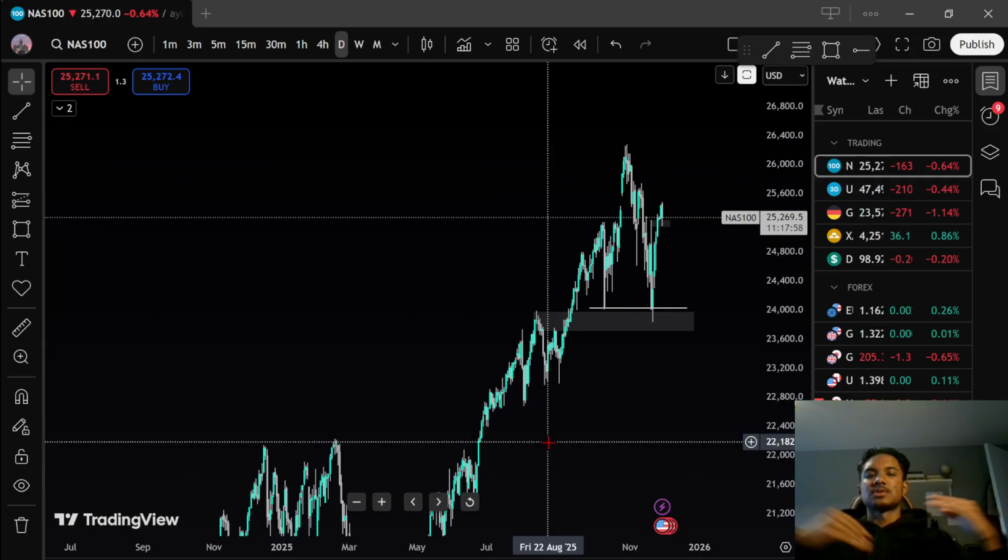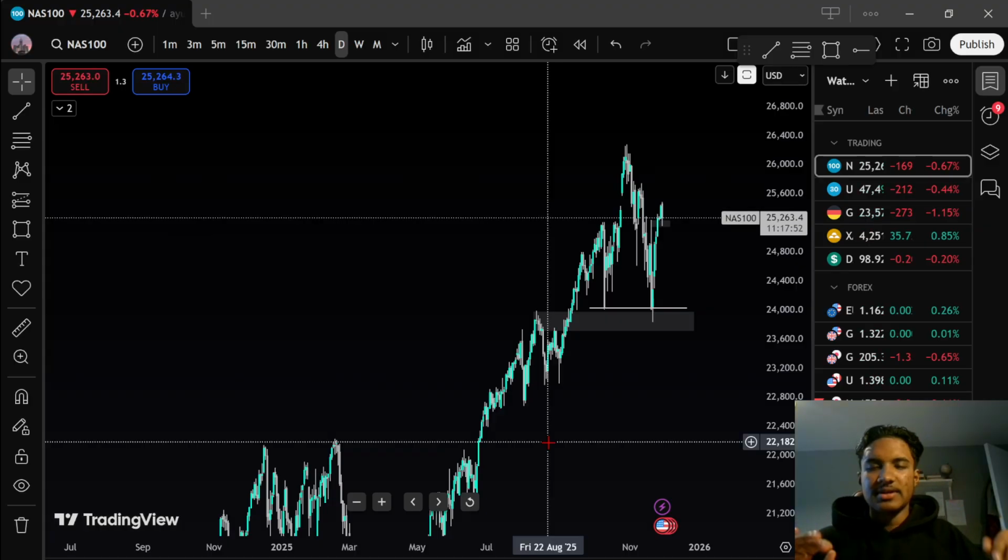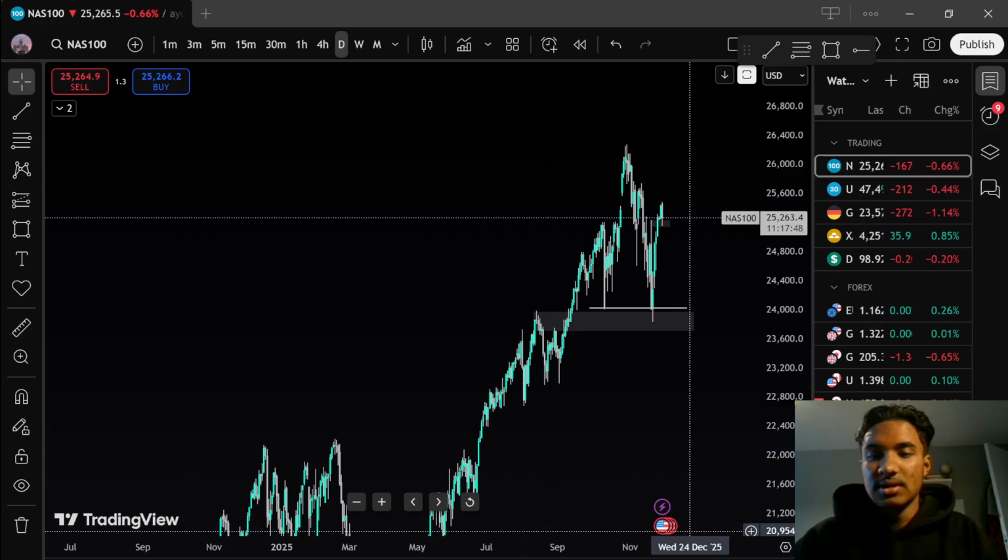Mark out your key levels that are only in your trend bias. Let's say it's bullish. Let's say it's bearish. You just want to look for bearish key levels. You don't want to be trading bullish and bearish key levels. Just stick to one.